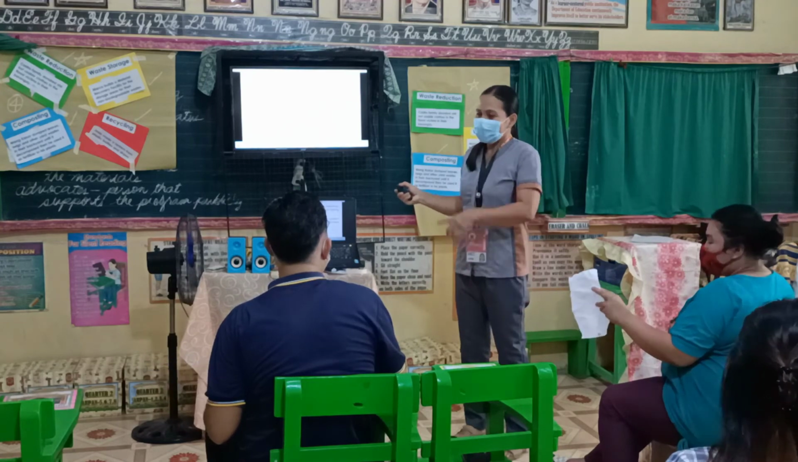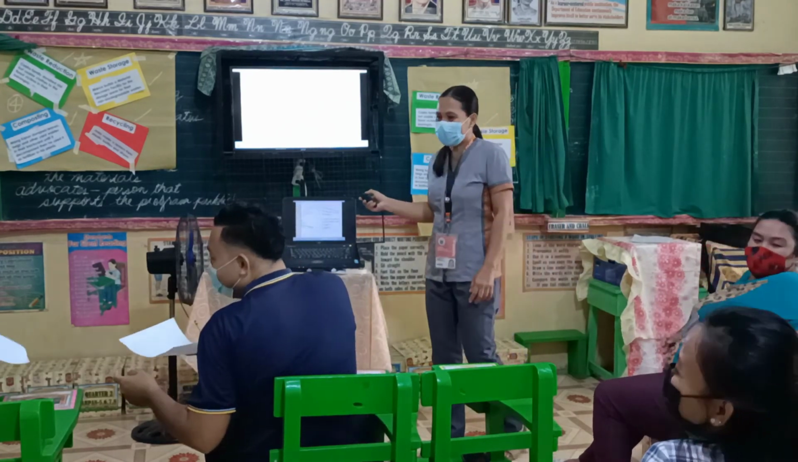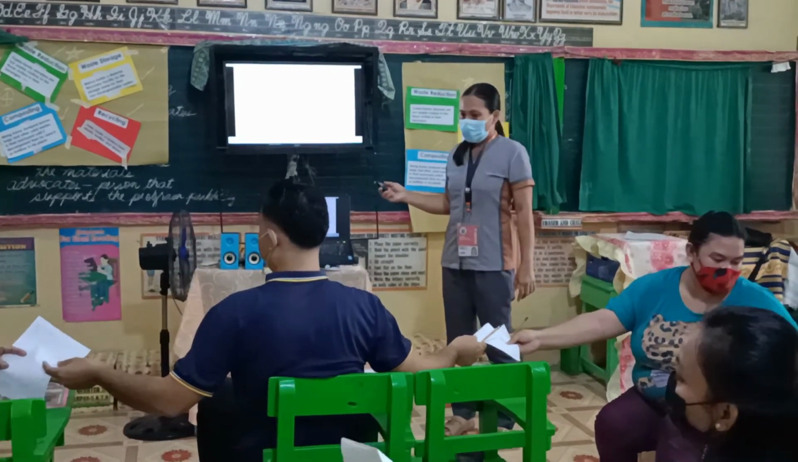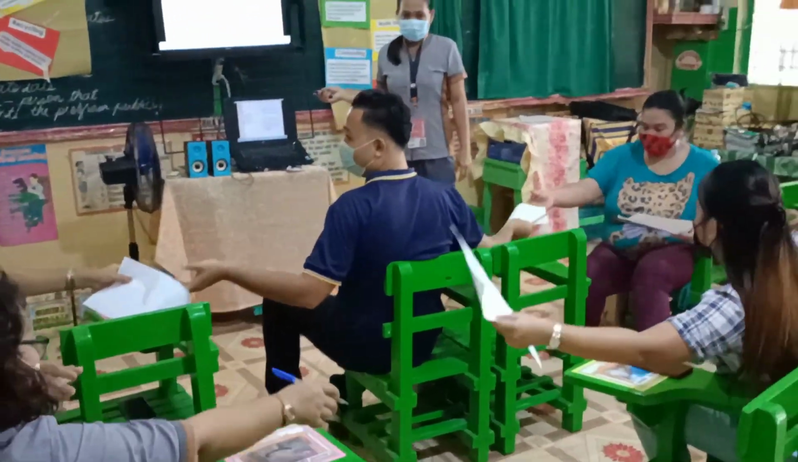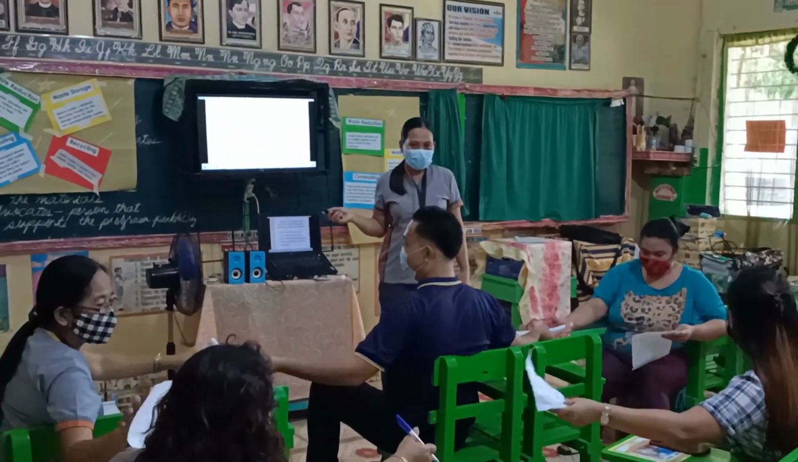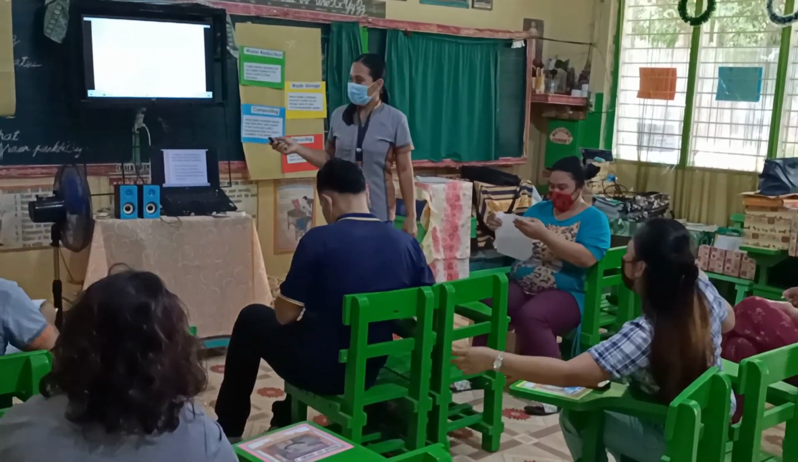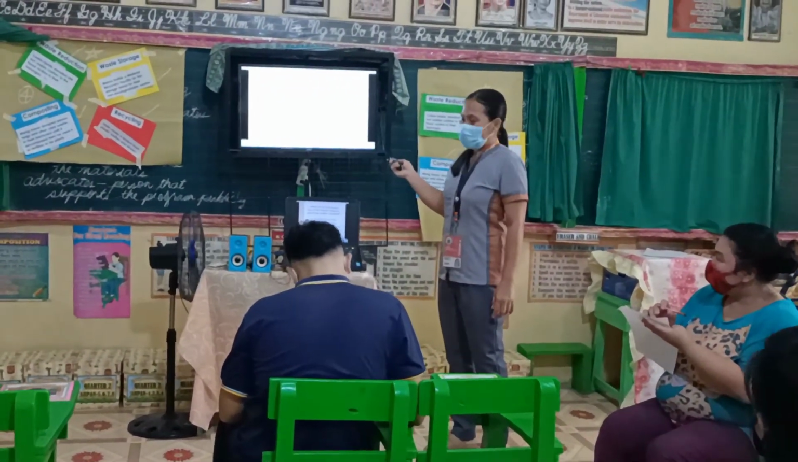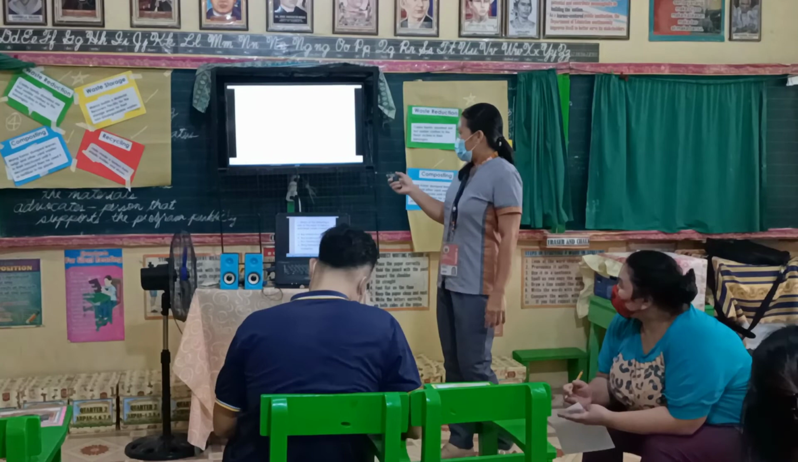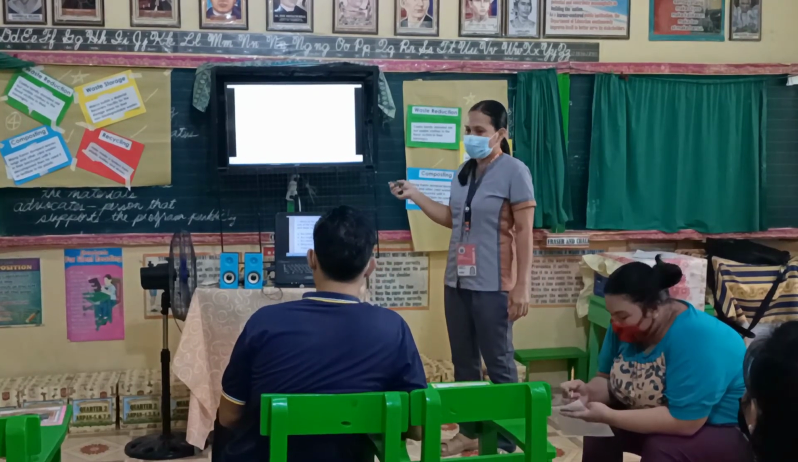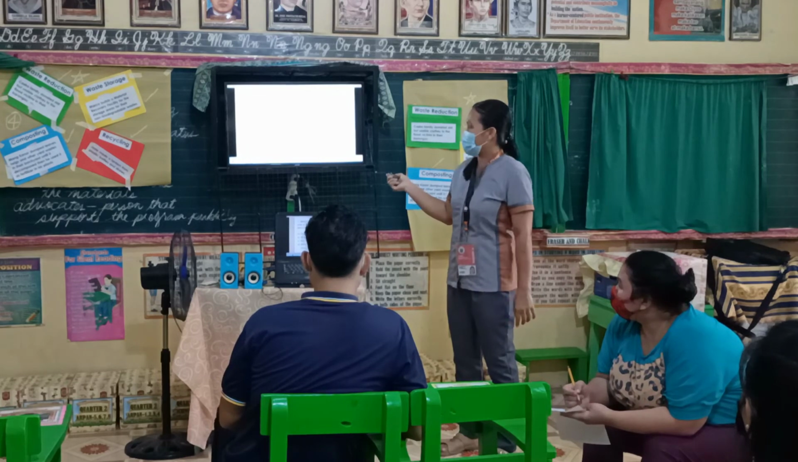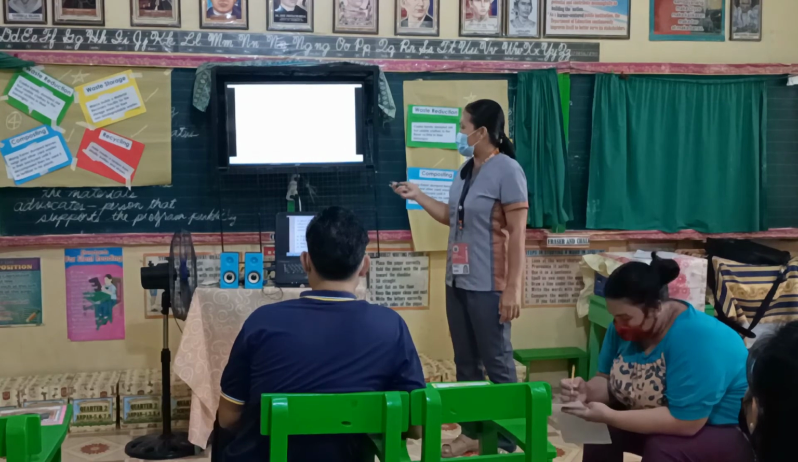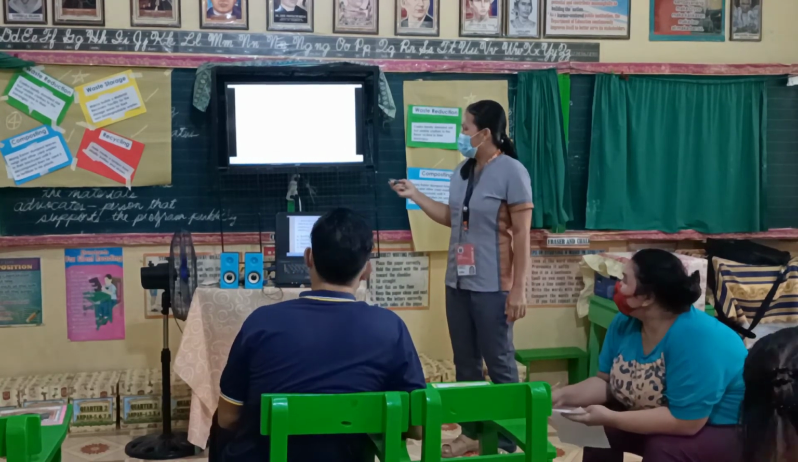Check your own paper. Clockwise, everybody. Ready? 1, 2, 3. Okay, stop. For question number 1, the answer is letter D. D, bring your reusable bags when shopping. Okay, for number 2, what? Composting. Okay, the answer is composting. Yes, letter B.